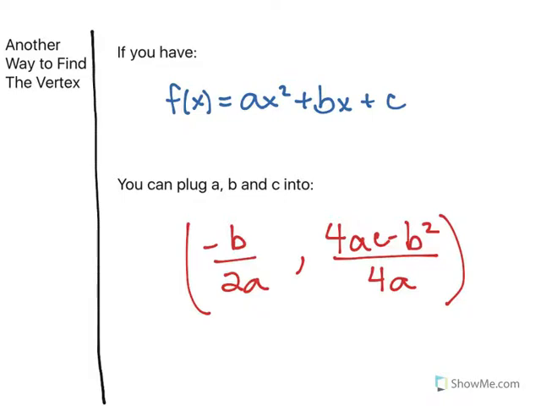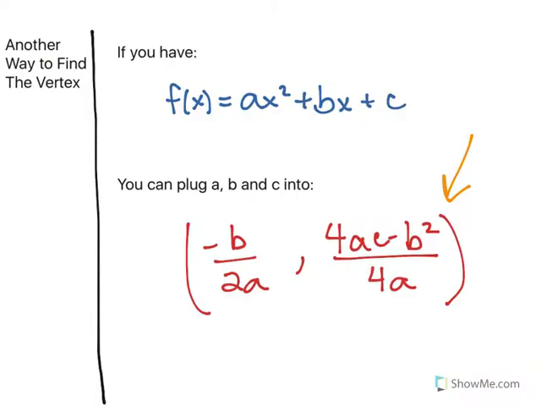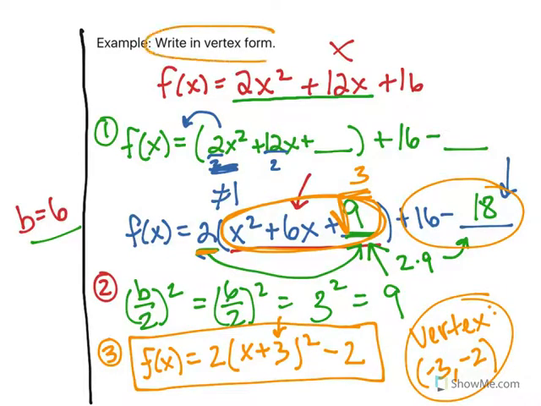Alright, we can also find the vertex by using this formula right here. So instead of walking through and writing this equation in vertex form, we can just find the vertex. If you're just asked to find the vertex and not asked to write the equation in vertex form, you can use this process here, or this formula. Again, this is only if the directions say find the vertex, not if the directions say write in vertex form.